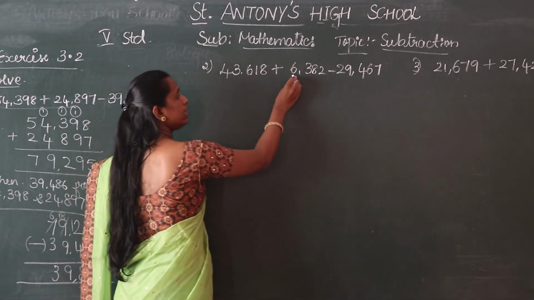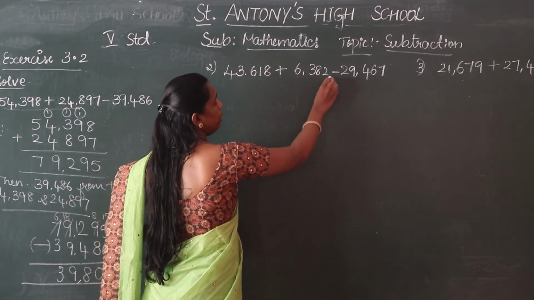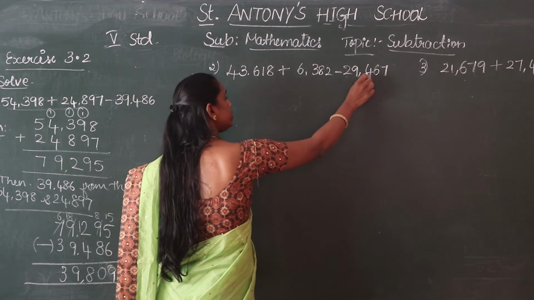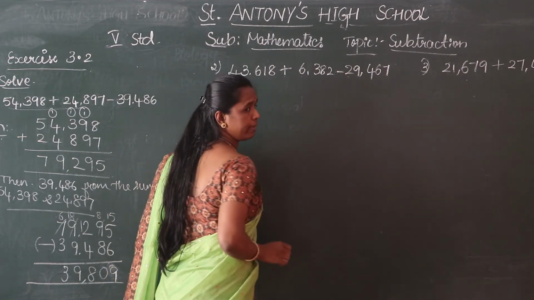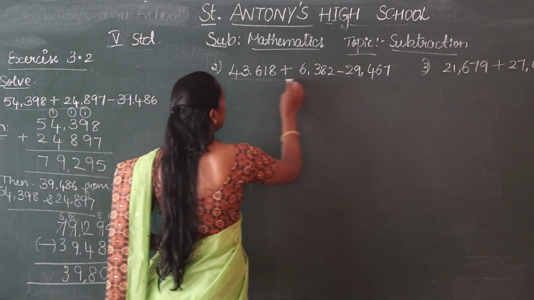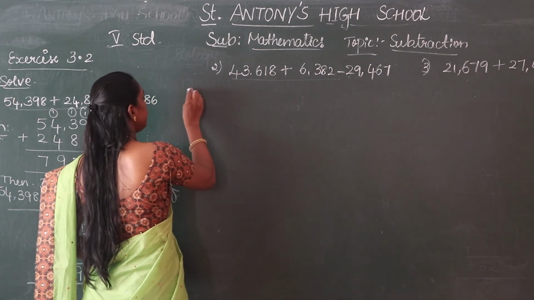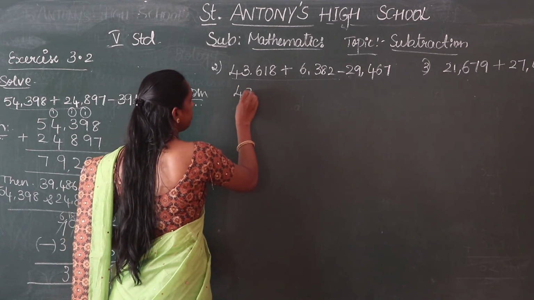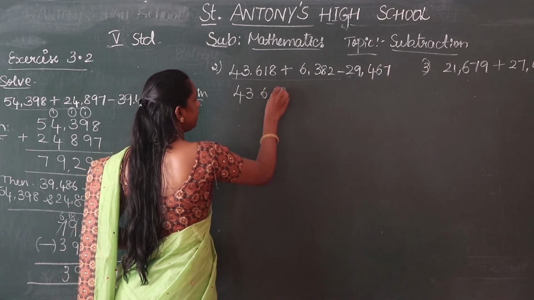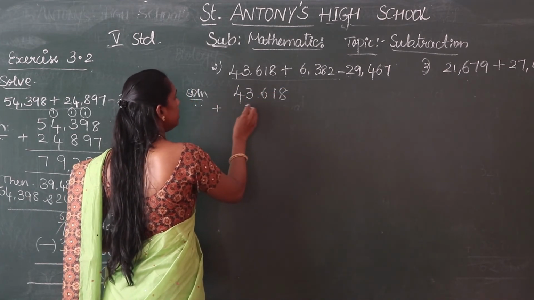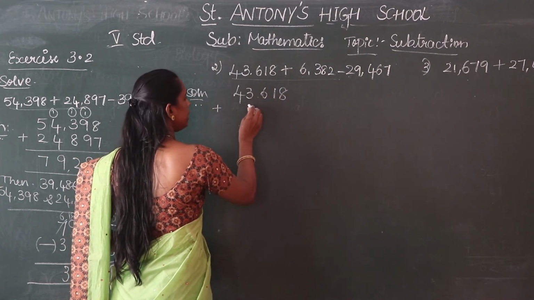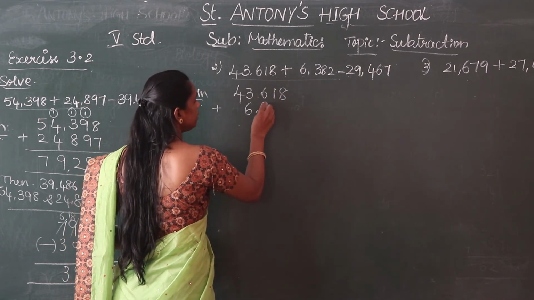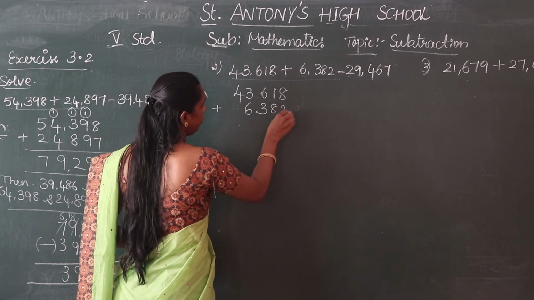Next, 43,618 plus 6,382 minus 29,467. First, do the addition for these two numbers. 43,618 plus 6,382, written right in the 1000 place.